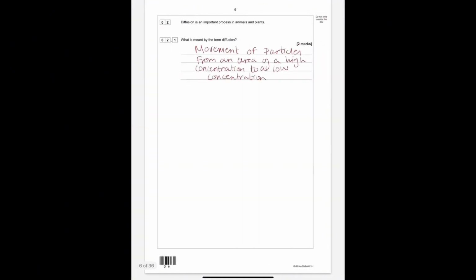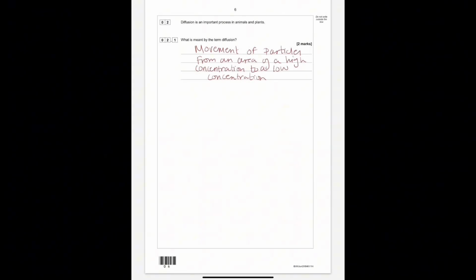I'm just going to move on to the next question, 2.1. What is meant by the term diffusion? Please keep it very simple. Movement of particles from an area of a high concentration to a low concentration. You don't have to make your answer so complicated. This is just an easy answer that you can write down.